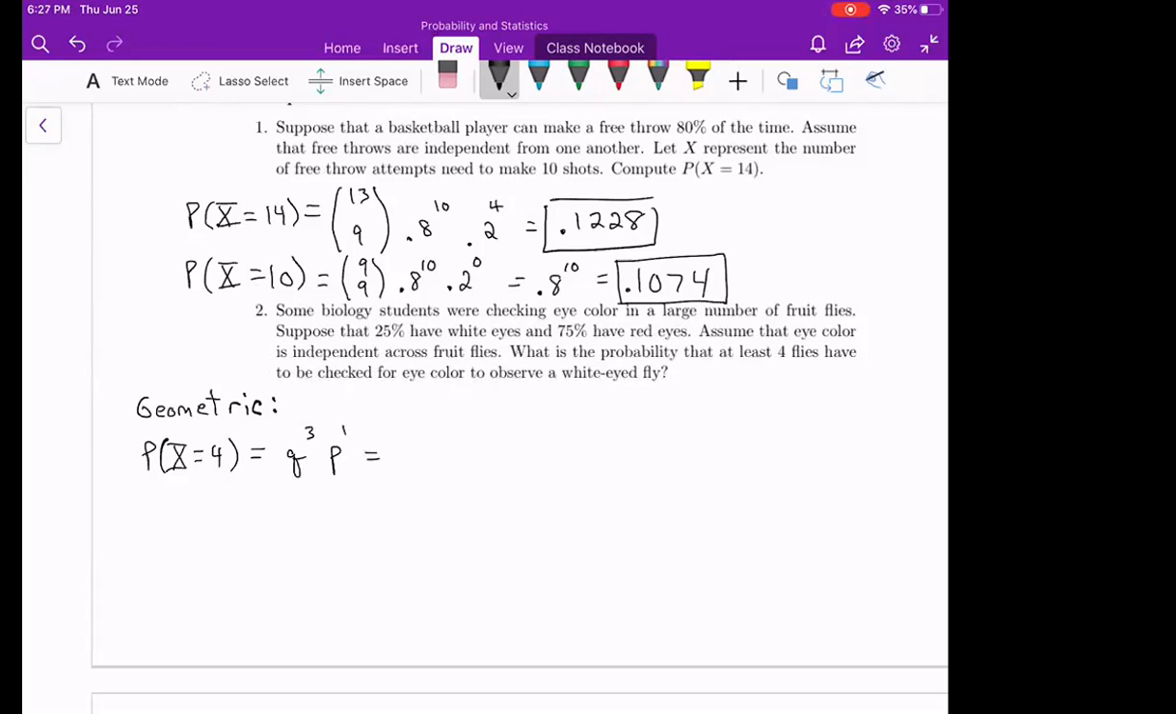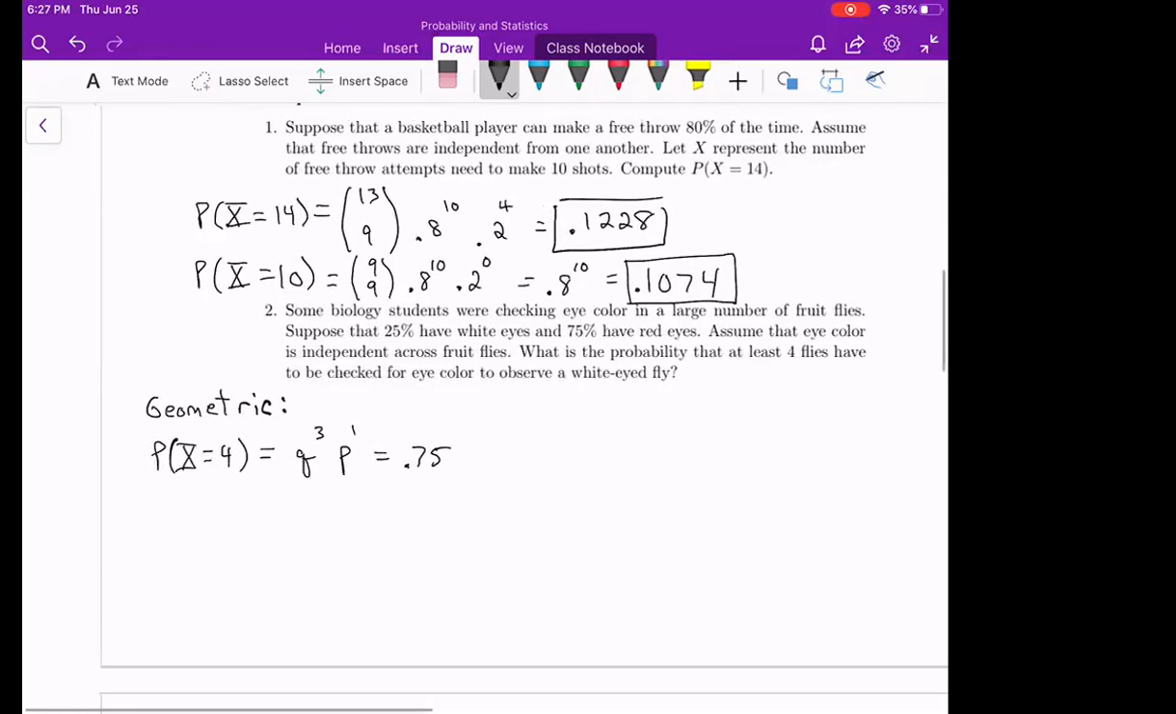So the next challenge is to figure out, well, which value do you use for q and which value do you use for p? What should the value of q be? 0.75. Yeah, so fail would be a non-white, which is red in this case, red-eyed fly. So that's 0.75 to the 3, and p is going to be 1 minus that, which is 0.25. And you could do this in fractional form. I'll just compute it. And decimal form, it's about 0.1055.